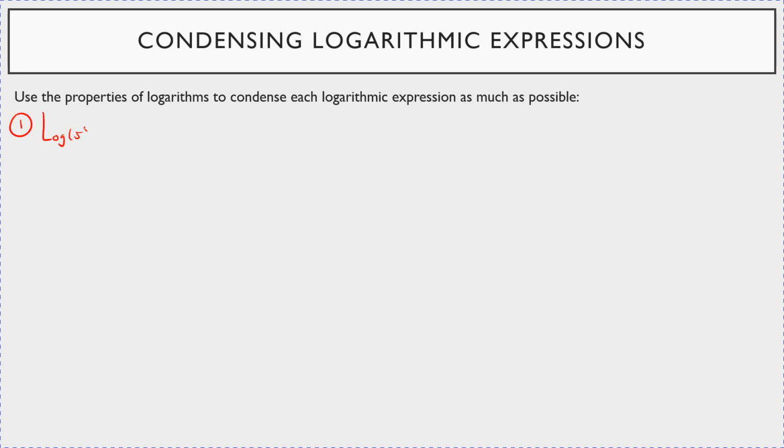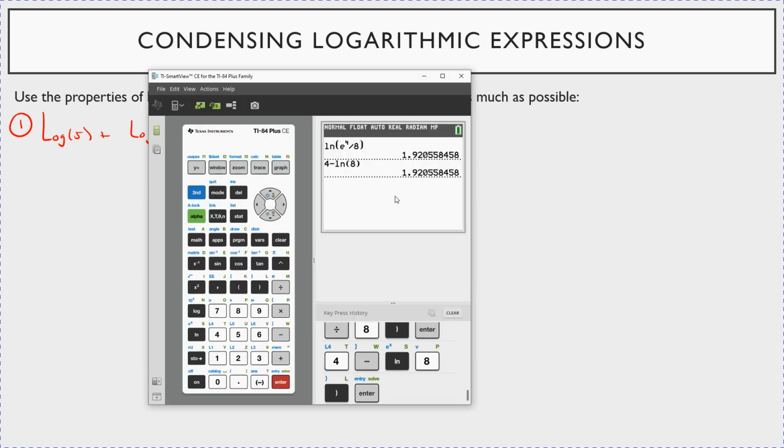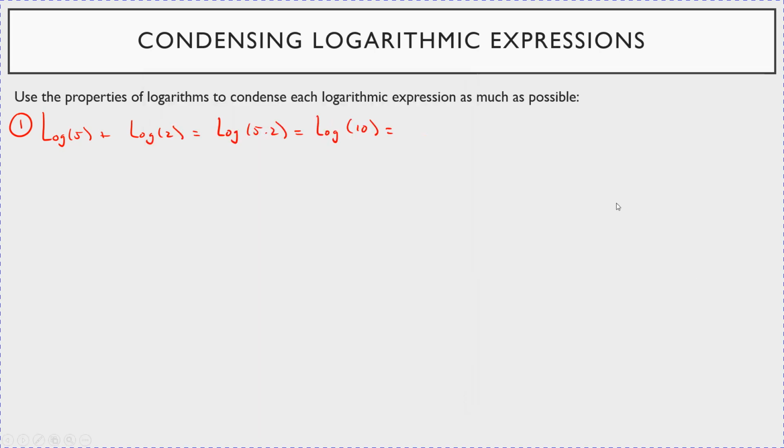Log of 5 plus log of 2. Well, look, they have the same base. So this is just log of 5 times 2, which would be log of 10. And then just, hopefully you remember your rules that this is going to be 1, but look, you can do log of 10. You can see right there, 1, because the bases are the same.